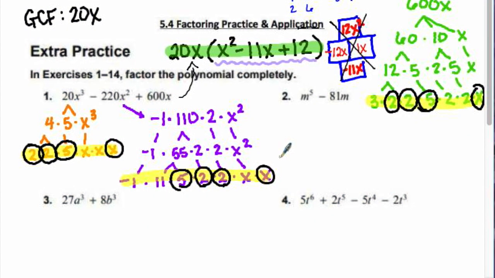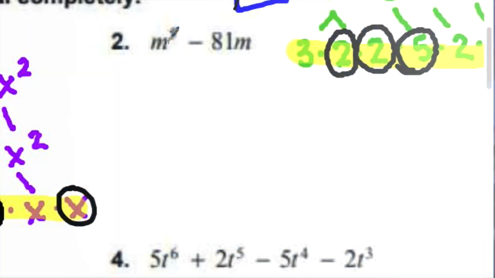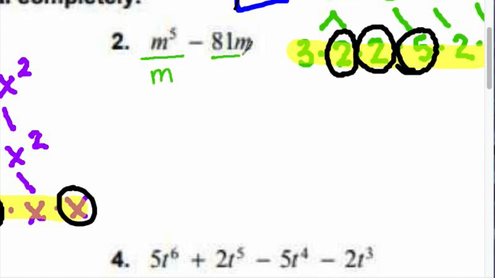I would like for you guys to figure out, number 2, what's the GCF, and then which method would you use to factor the remaining part? So we have m to the 5th minus 81m. Hopefully you've been able to identify that the GCF for this one would be m. So we could divide that out from both, which leaves me m to the 4th minus 81. And then we take a look.